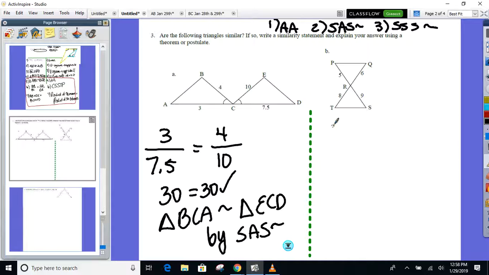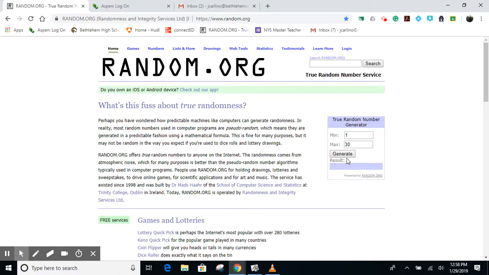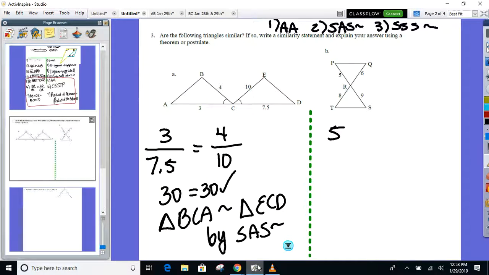So we're going to test here. Let's see. The 5 will match up with the what? Here we go. Do we have 24? Nope. Let's keep going. What's the 5 going to match up with? 8. Smaller side. And the 6 matches up with the 9.